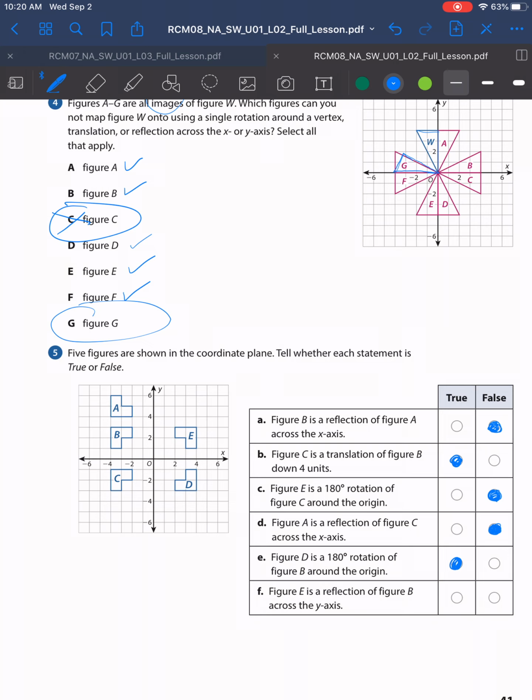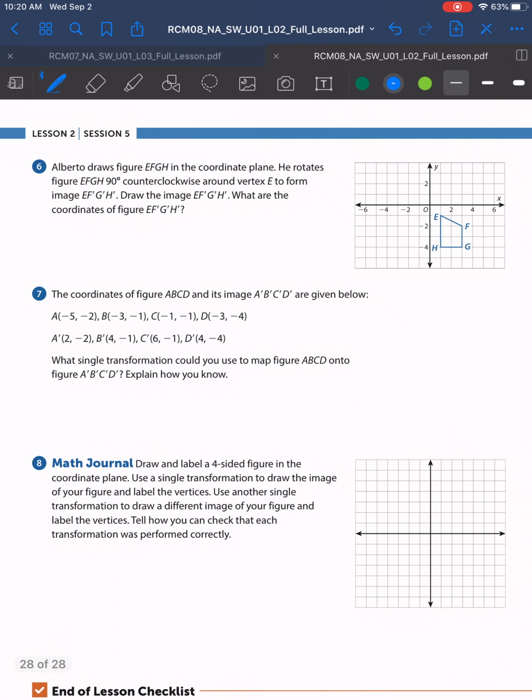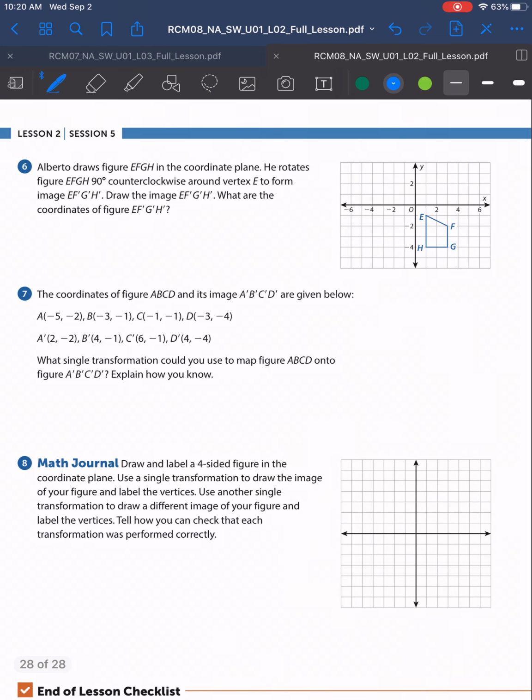Okay, figure E is a reflection of figure B across the y-axis. So this is the line of reflection. Looks like from here it is 2 points, and from here it's 2 points. So yes, that would line up nicely if I were to fold it there. Okay. This is a long lesson, you guys.